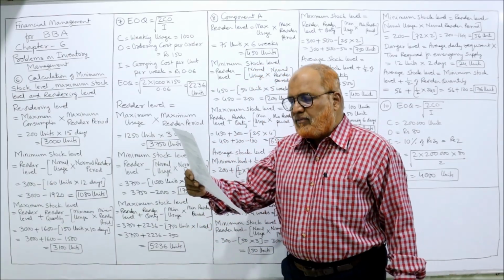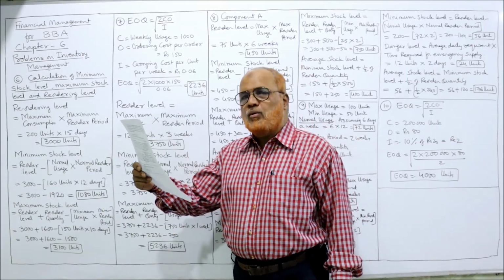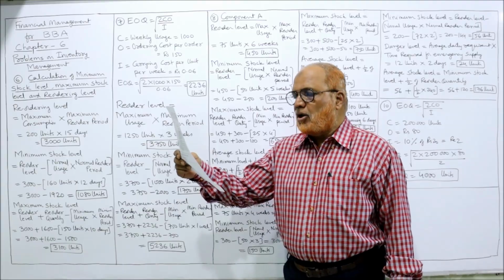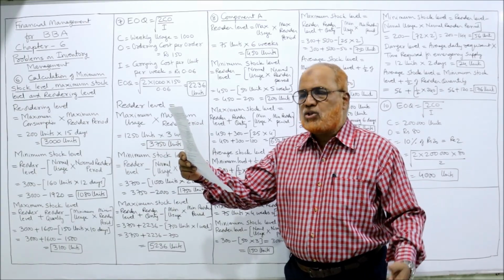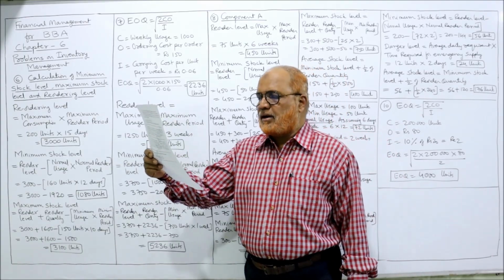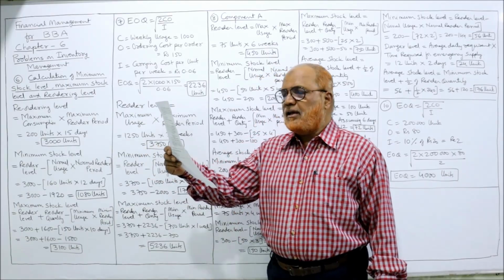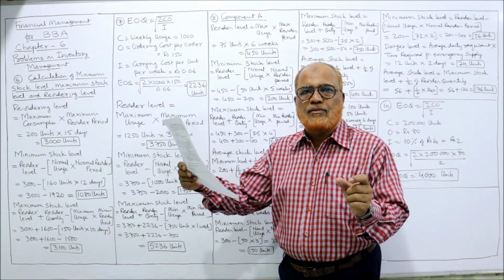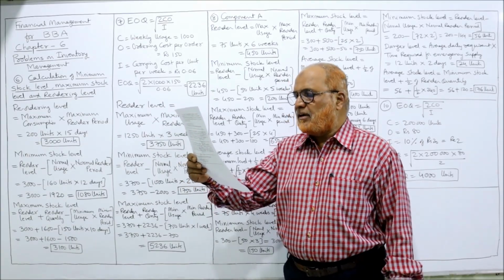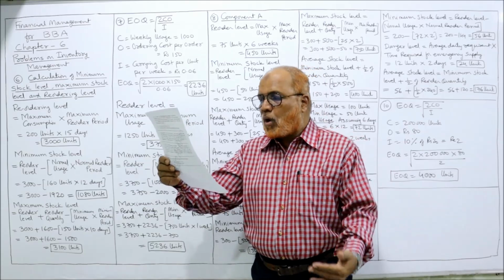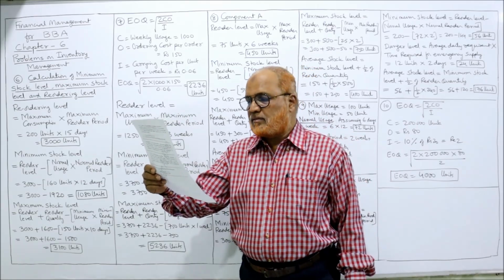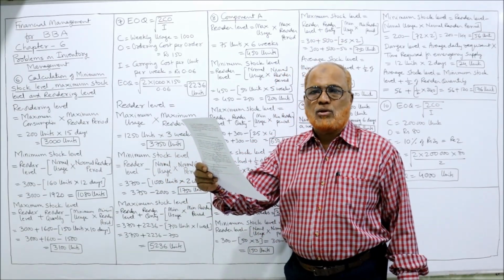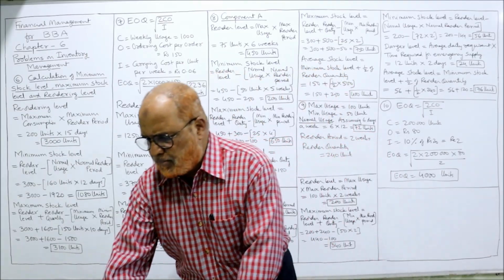Now, the data given is: maximum consumption 200 units per day, minimum consumption 150 units per day, and normal consumption, that is average consumption, 160 units per day. Reorder period is 10 to 15 days, that means minimum 10 days and maximum 15 days. Reorder quantity is 1600 units, and normal reorder period is 12 days. That's all; this is the complete information given.